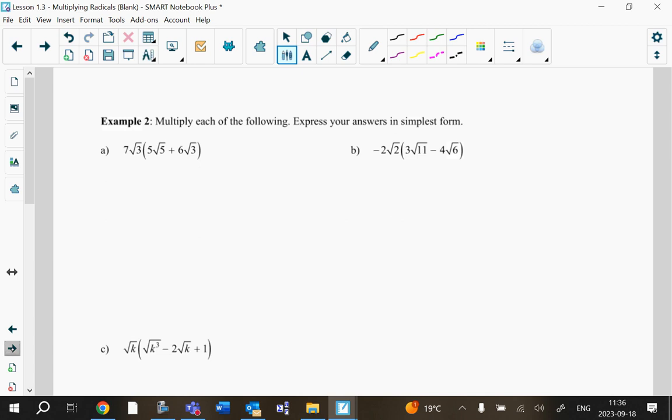Ooh, what do we do here? What do you think we do here? I think we times 7 and 5. Right. Remember, what if I gave you this? Then you put the 2 to everything. You multiply the 2 by everything inside. Same thing. So it's going to be 7 root 3 times 5 root 5 plus 7 root 3 times 6 root 3.